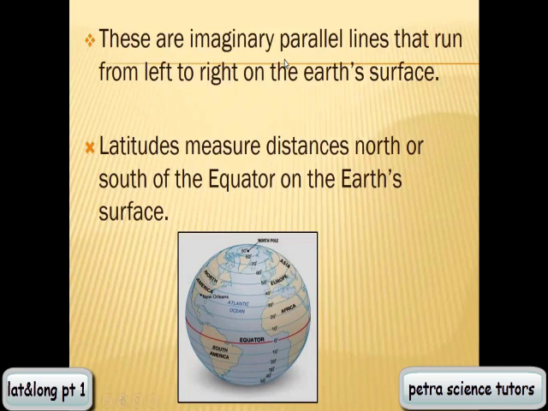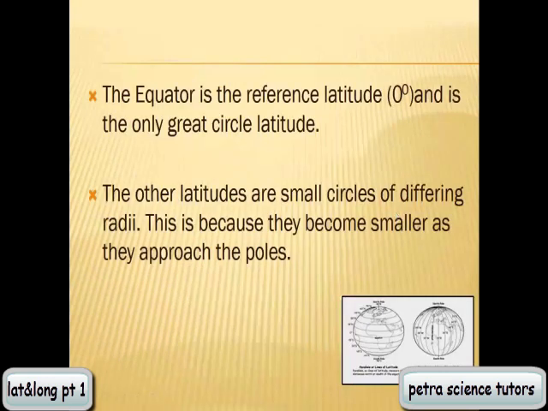Okay, so latitudes are imaginary parallel lines that run from left to right on the Earth's surface, and they measure distances north or south of the equator. So the equator is here, and then you have northern latitudes and southern latitudes.